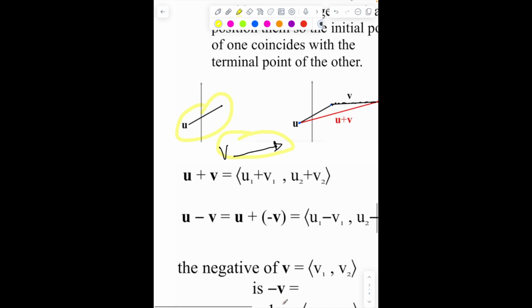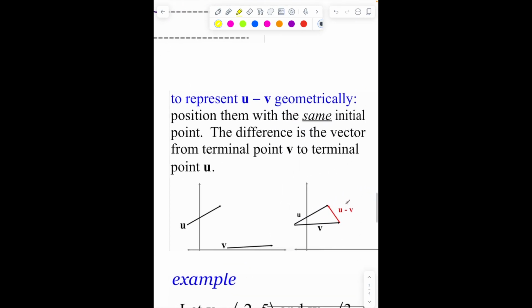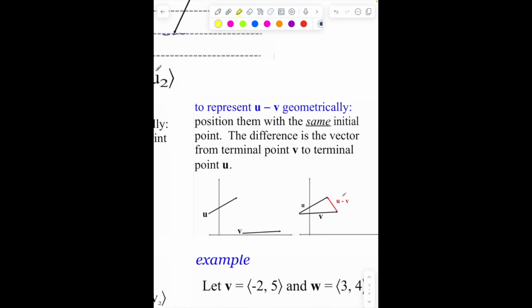And again, it's kind of similar where if you get it in component form, as long as you match up the first terms in each and the second terms in each, you're going to be fine. This is kind of similar.